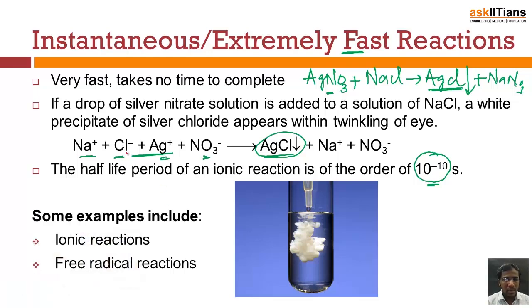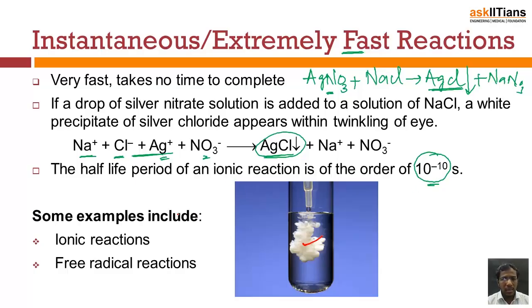Because here there are no bonds that need to be broken. Here there is no requirement of breaking bonds. Already these are individual species, so the moment we add them, this precipitate of silver chloride will be formed, as you can see in the picture. So the half-life of this ionic reaction is around 10 power minus 10 seconds.